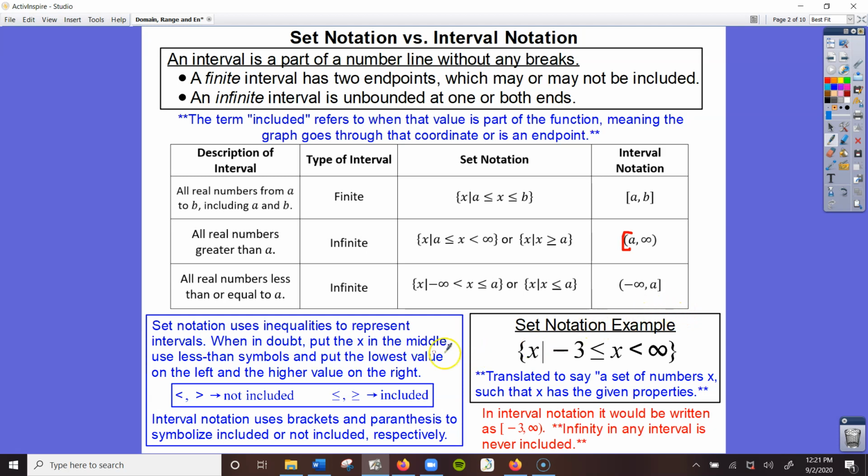Now just to reiterate, and here everything is summarized for you, set notation uses inequalities to represent intervals. The easiest way of setting up your set notation is always to write your variable in the center and use your less than symbols. And then if you always write the smallest value on the left and the largest value on the right, your inequality will make sense. And this is all broken down here for you, where less than and greater than means that the value would not be included. And if you have the line underneath, that means that value is included.